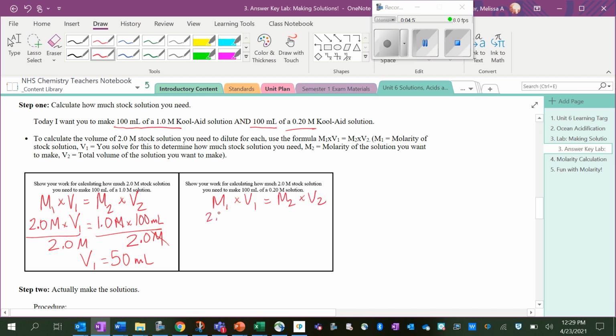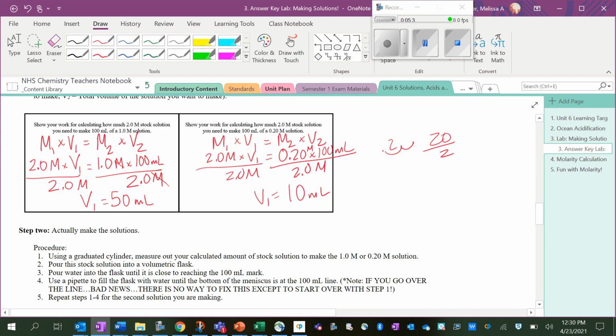How about if you want to make a 0.2 molar solution? Similar setup, it's still putting your concentration of your stock solution in for M1. M2 this time is 0.20 times 100 milliliters of it. Divide both sides by 2 molar again. So basically here we're going to have 0.2 times 100. That's 20 divided by 2. So answer is 10 milliliters of stock solution.